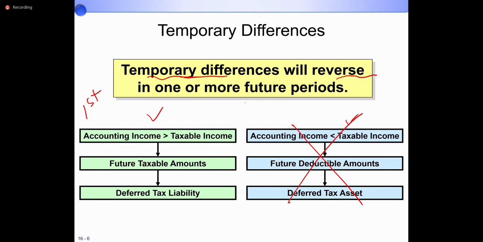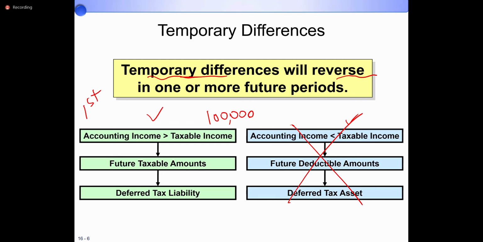Let me give you an example. Let's say accounting income, based on our GAAP, revenue minus expenses, is 100, or 100,000, so we make it real. Accounting income is what? It's the pre-tax profit. Of course, we need to pay tax based on that, right? So this is the profit, the accounting income, revenue minus expenses.